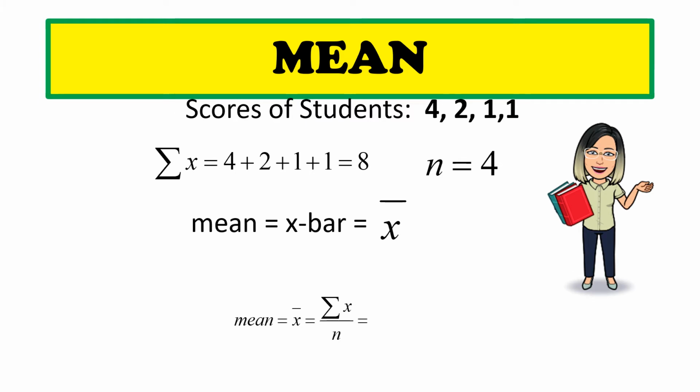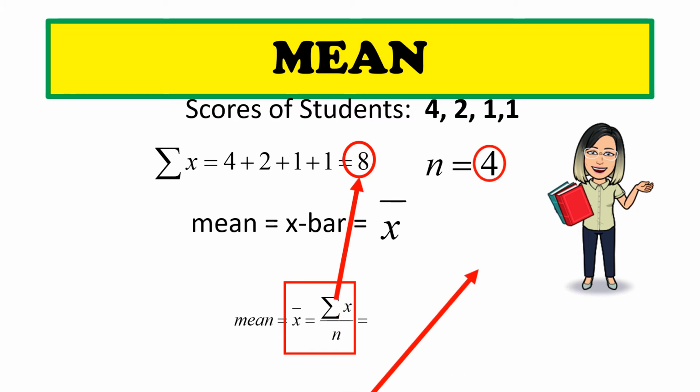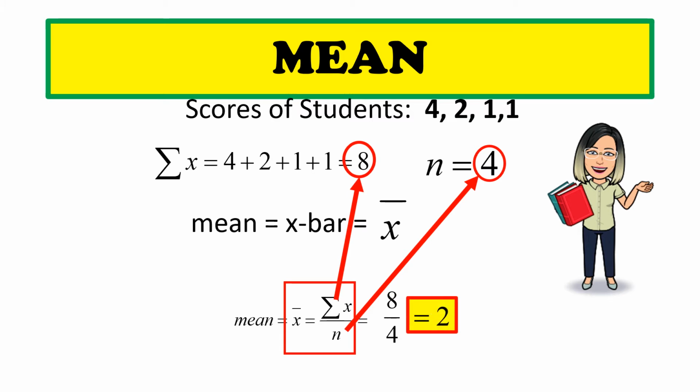So mean is x bar, which is represented as an x with a bar above. We write the formula in finding the mean, that is summation of x over n. Then, we try to substitute the given in the formula. So, what is our summation of x? Summation of x is 8. What is our n? Our n is 4. So, that is 8 over 4. And what is 8 divided by 4? 8 divided by 4 is 2. And our mean is equal to 2.